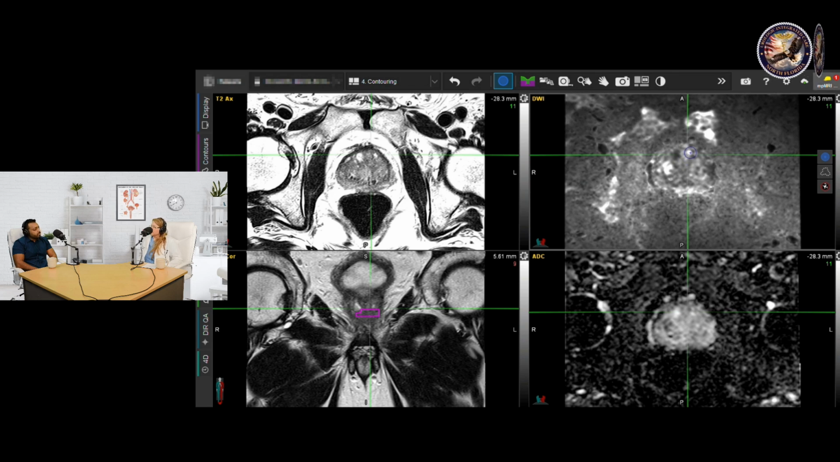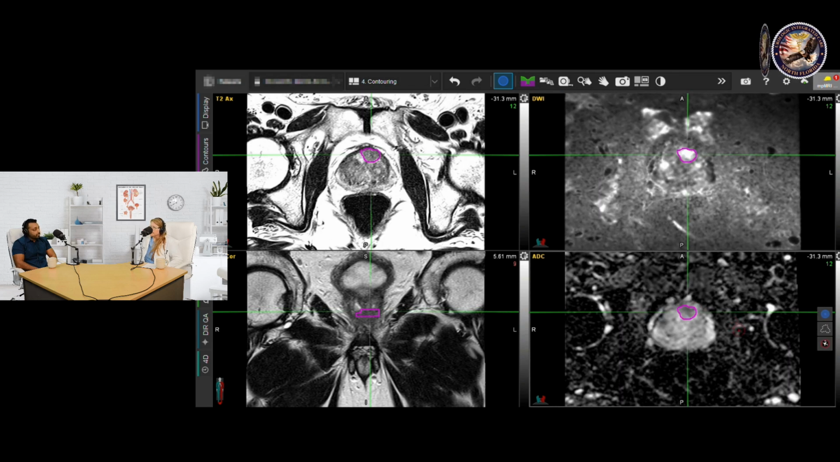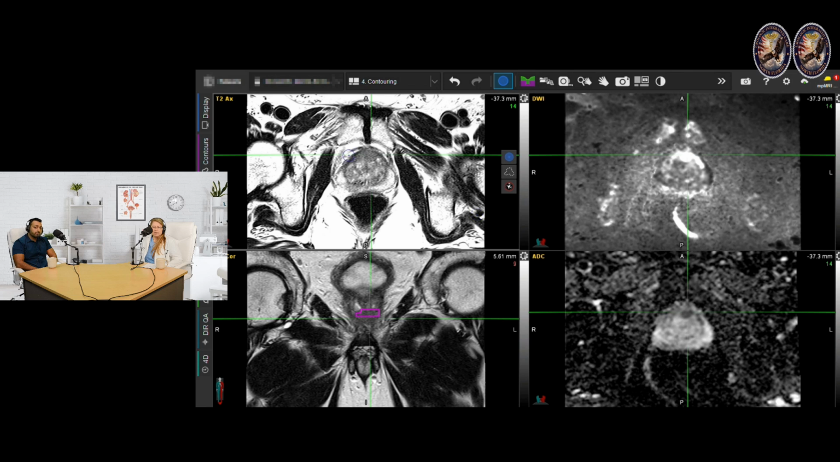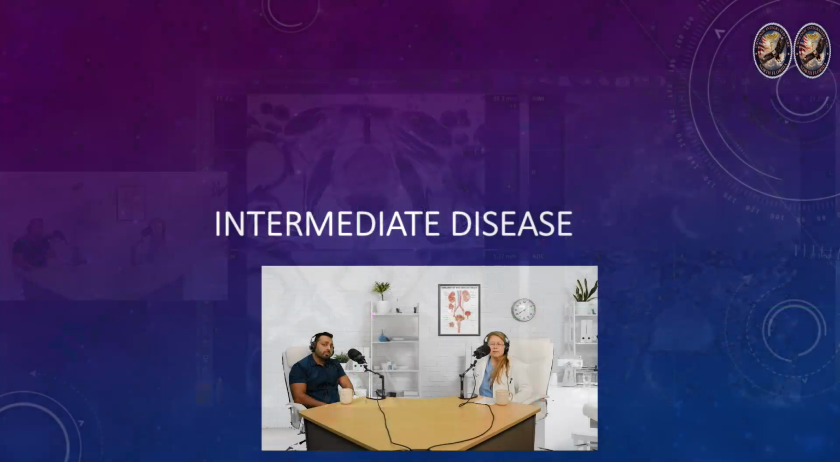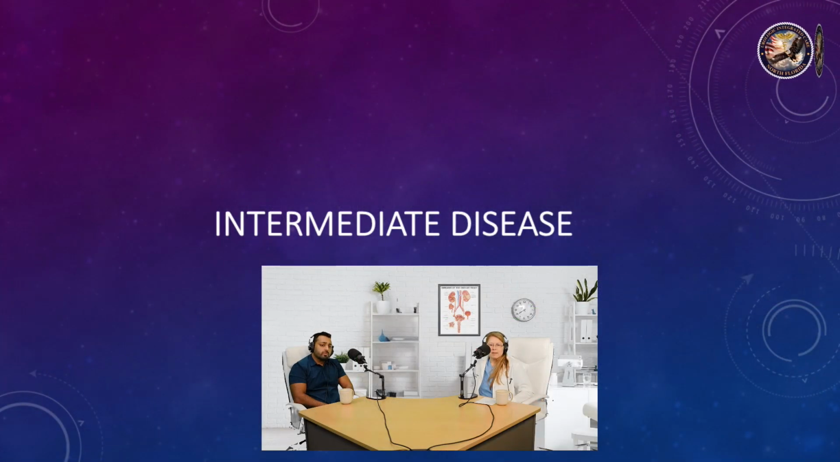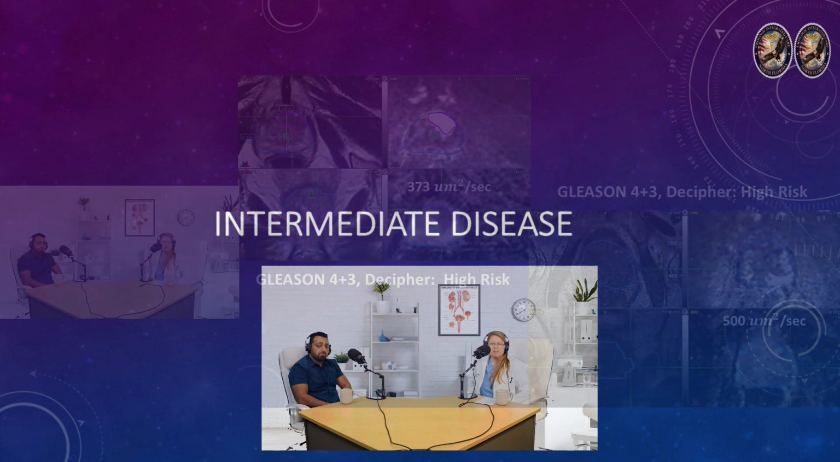We also do something called the Decipher to look at the genomics, and in this particular case, it was a high-risk genomics, and this patient is a newer patient, still having a workup. So let's go ahead to the next slide. Okay, so those were all high risk or very nice featured tumors. We're going to just do some graphics here for intermediate disease. Next slide.